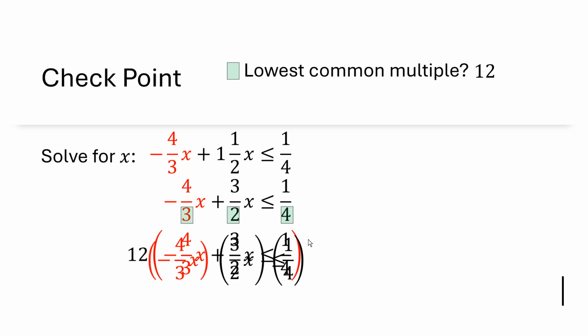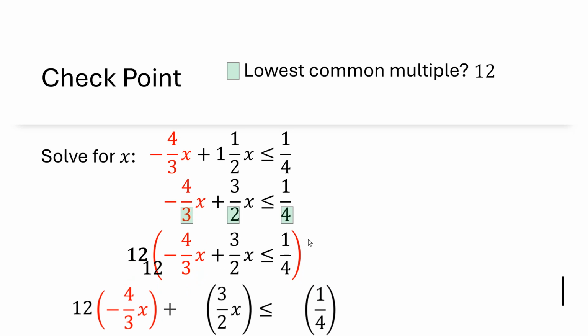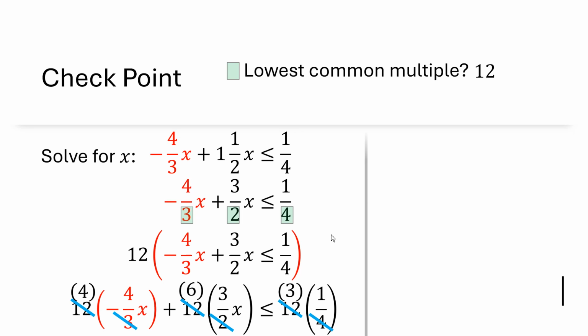To do that, distribute that 12. All right? So now we can start reducing. We're left with a 4 there, 6 there, and 12 divided by 4 gives us a 3. So let's just pull all those up. 4 times negative 4 gives us negative 16. 6 times 3, 6, 12, 18. And then 3 times 1 gives us 3.